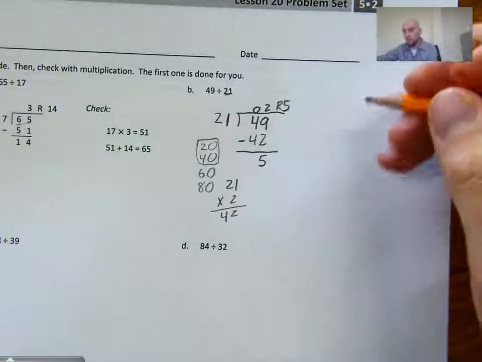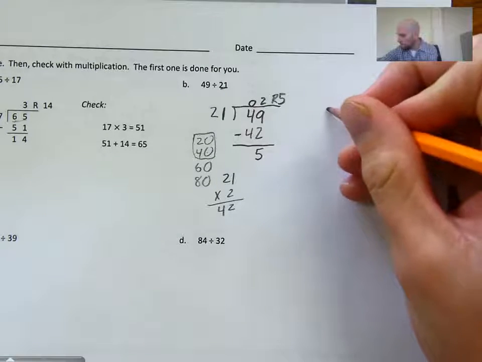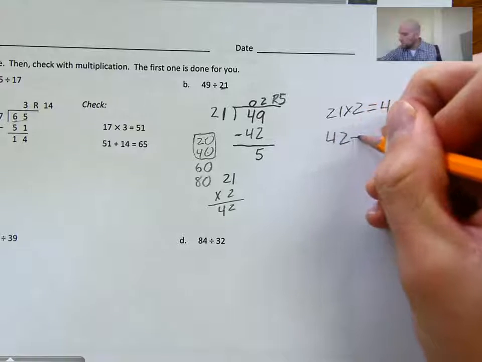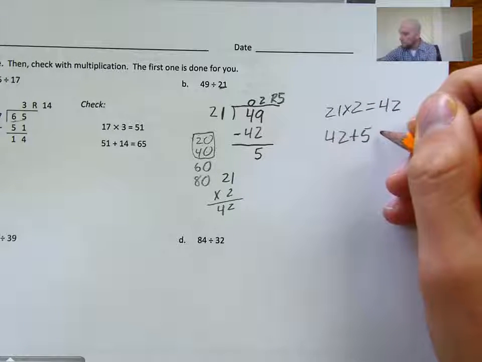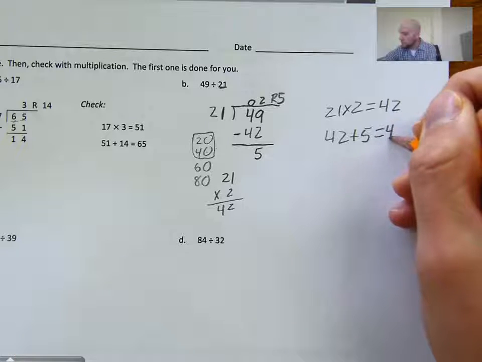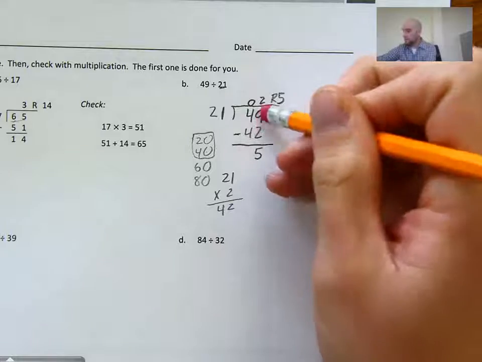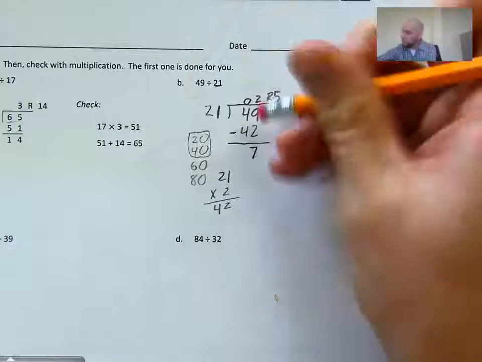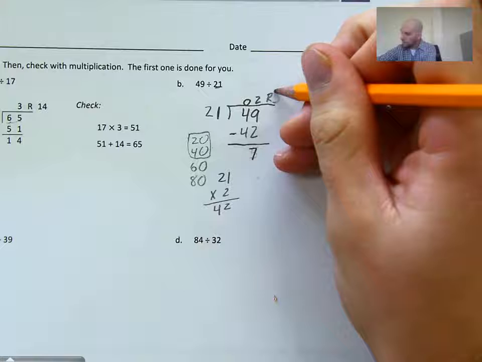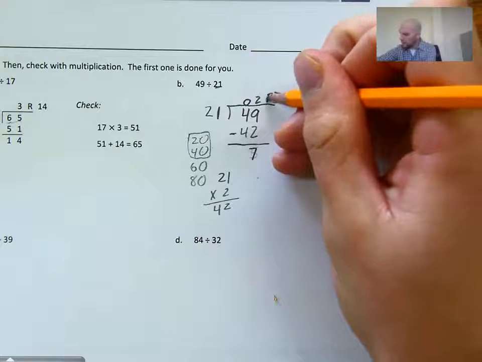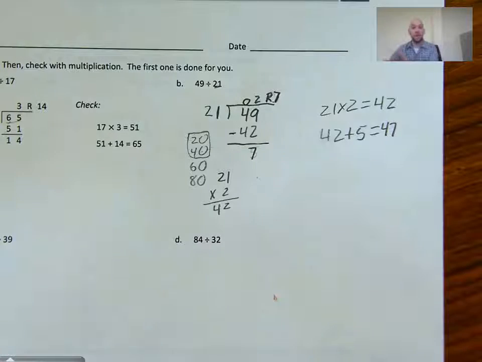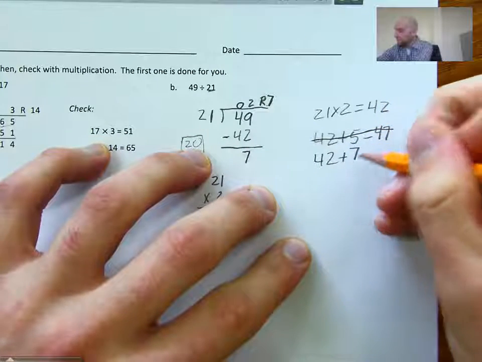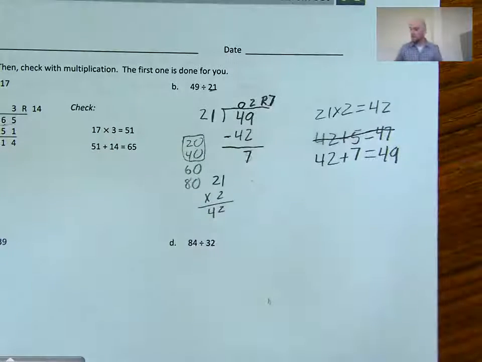And then I can check my work. So I have 21 times 2, and I get 42. 42 plus 5 equals 47. So this is why we check. 9 minus 2 is not 5. 9 minus 2 is 7. So that was just a quick subtraction mistake, but I'm kind of glad I did it because that shows why we check. So now if I change this and I don't do 42 plus 5, but 42 plus 7, and we get 49. And now we know our answer is correct.